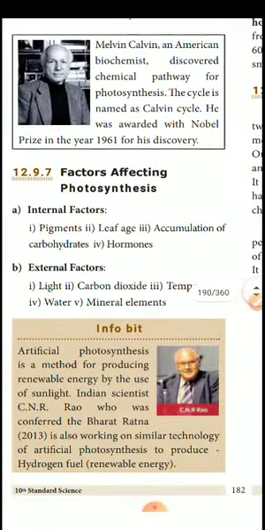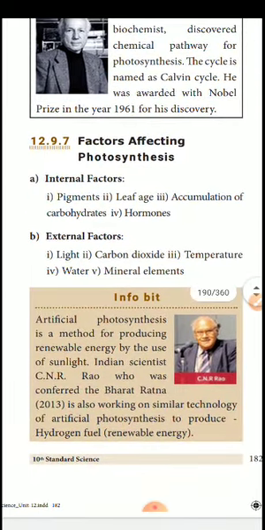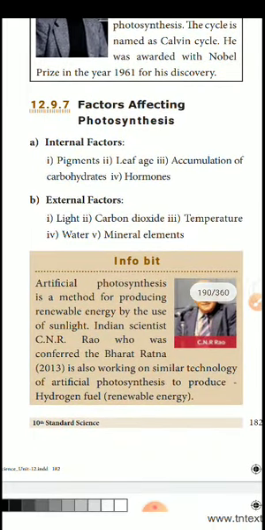Next, factors affecting photosynthesis. This is also an important question. There are two kinds of factors, internal factors and external factors. Internal factors: pigment, leaf age, accumulation of carbohydrate, hormones. These affect the photosynthesis process. External factors: light, carbon dioxide, temperature, water and mineral elements.